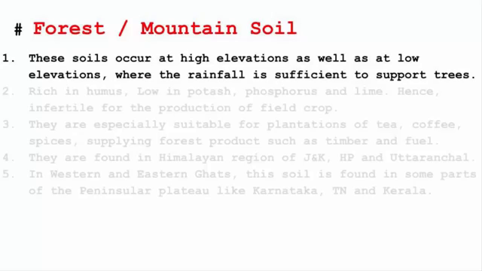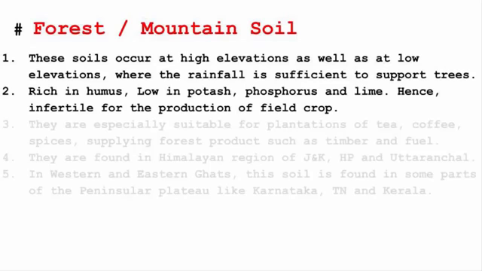mountain soil. Now come on, you can figure out by the name that it has to occur at high elevation as well as low elevation, where the rainfall is sufficient to support trees. Now this soil is rich in humus but low in potash, phosphorus and lime, hence infertile for the production of field crop. Just think about it, it is impossible to grow a field crop in an elevated land. I mean the water is not going to be stored, it's all going to drain down and it is going to be uncomfortable for the farmers to grow anything on it. So it's a natural way of understanding that you can't grow any field crop on a forest or mountain soil.